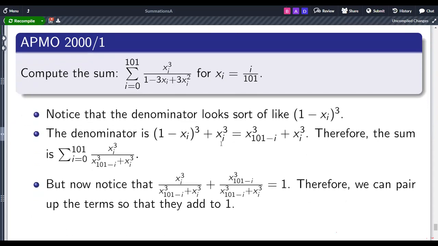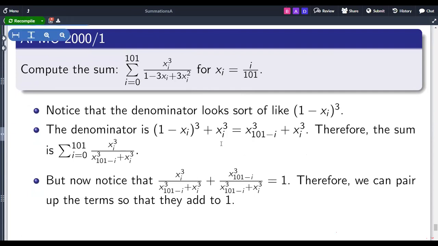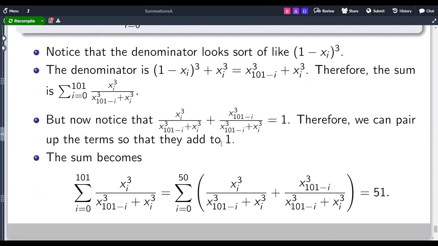And so the whole sum has a total of 102 terms. So when we pair it up, we're going to have 51 pairs. So the sum is 51.